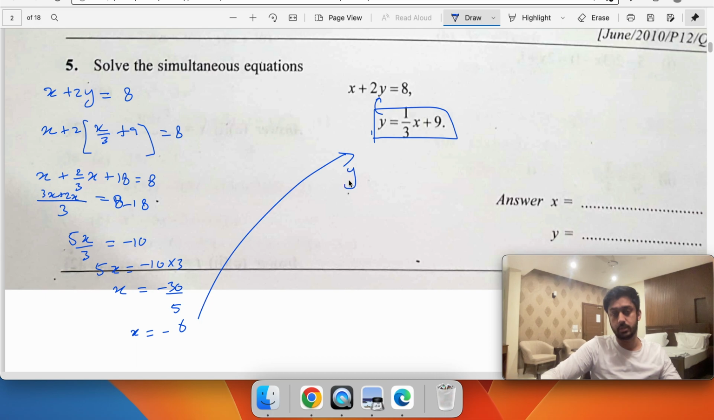Substitute in the next equation to find y. So y is 7 and x is minus 6.